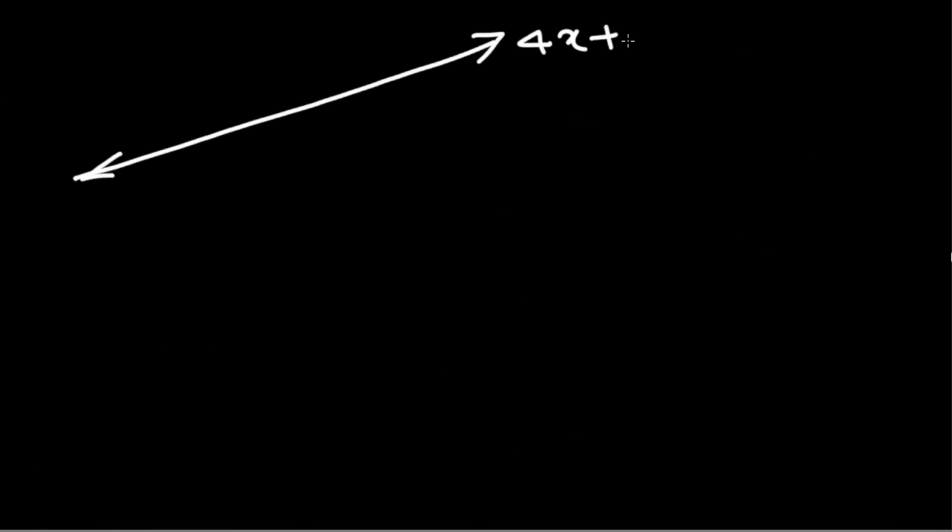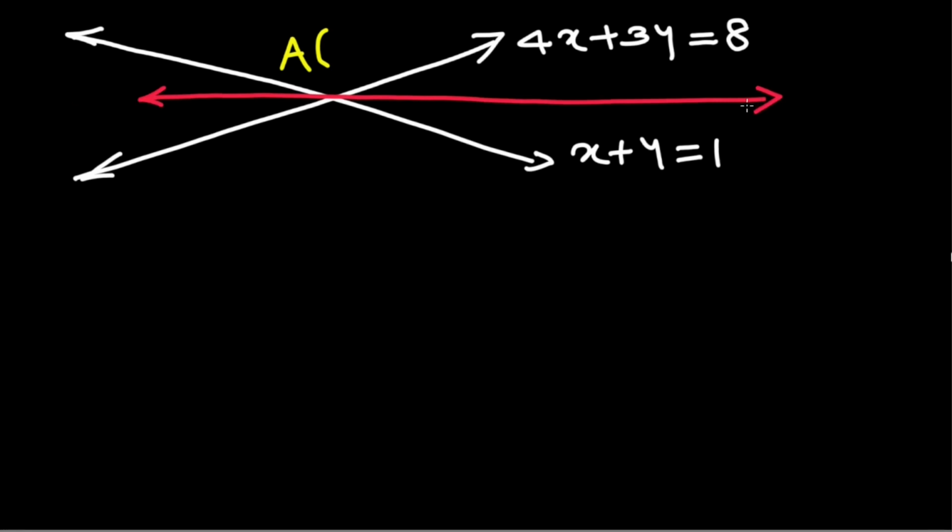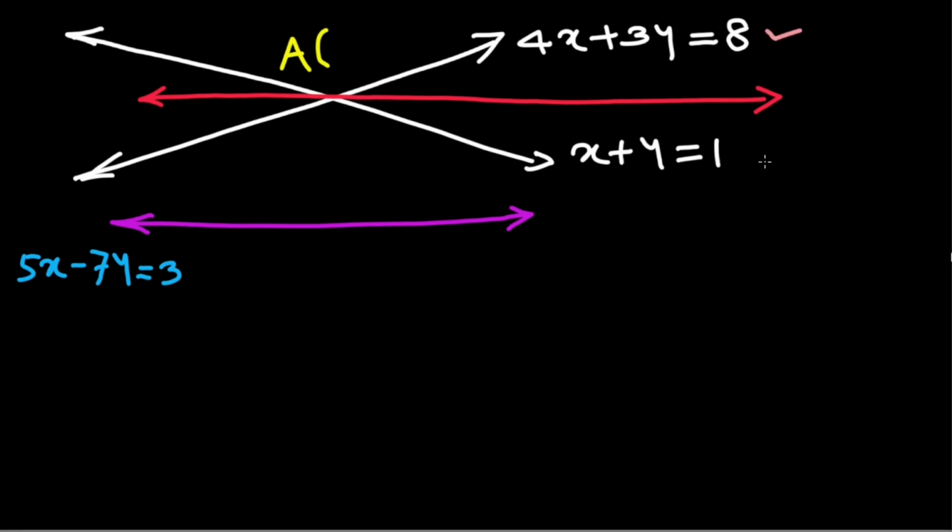Line 4x plus 3y equals 8 intersects the line x plus y equals 1 in point A. We have to find the equation of the line which passes through the point of intersection of these two lines, which is A, and which is parallel to another line whose equation is 5x minus 7y equals 3. First, we will find the coordinates of point A. For that, we will solve these two equations.